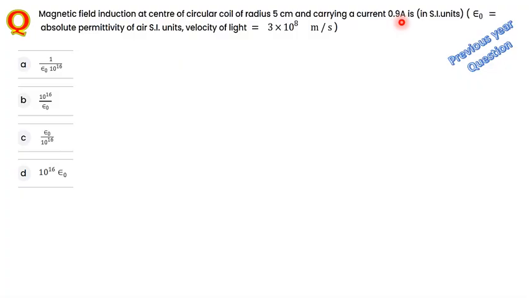Even the SI unit is the same here. They have mentioned this, and they have given the permittivity, epsilon naught. Epsilon naught is the permittivity, and the permeability is mu naught, and the velocity of light here is 3 into 10 to the power 8 meter per second. Okay, now see what they are asking in this one.